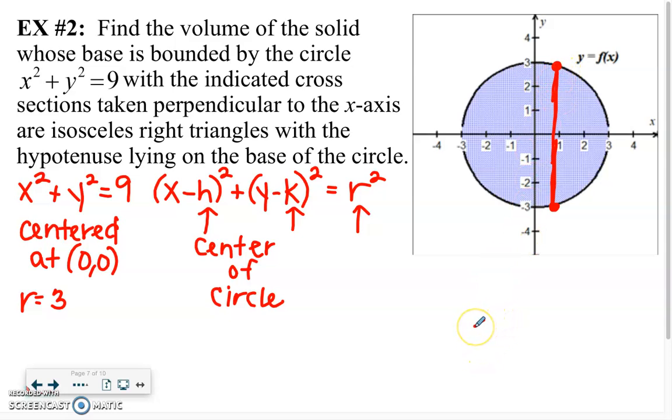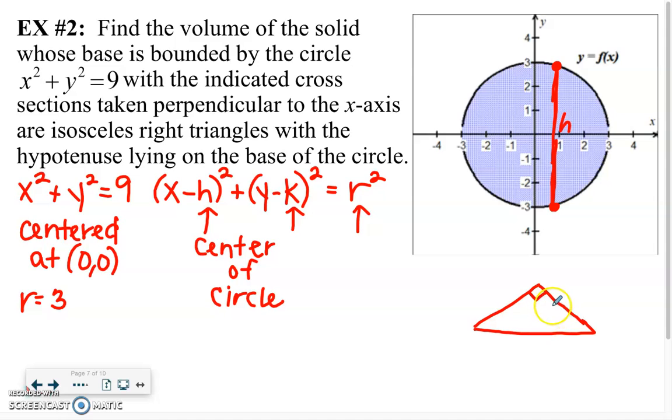And what they wanted is they wanted this to be an isosceles right triangle. So I'm going to go down here and draw a picture because this is just hard to see. I'm sure my picture is going to be equally as awful. Okay, so an isosceles right triangle with the hypotenuse lying on the base of the circle. So this would be the hypotenuse here. We'll call it H for hypotenuse.